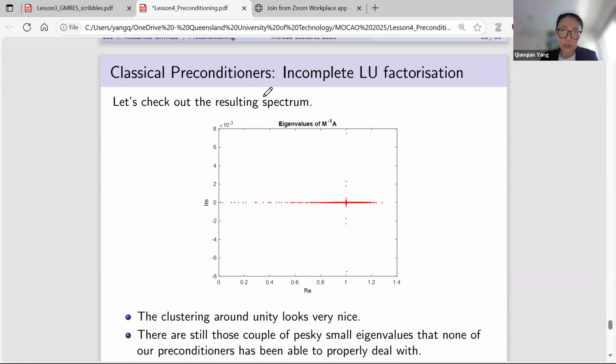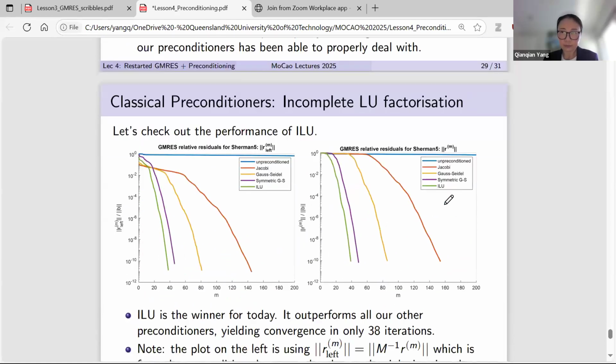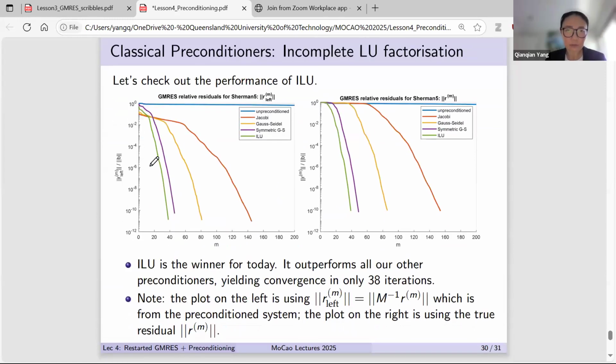Okay, let's have a look at the resulting spectrum. If that's my preconditioner, then this is the eigenvalue distribution of my M inverse A. You see the clustering around 1, this is nice. There are still a few small eigenvalues hanging around, and so far none of our preconditioners has been able to deal with these ones, but that's the problem we have. Let's still have a look at the performance of incomplete LU. So this green curve. Ooh, our incomplete LU is the winner for today. It outperforms all the other preconditioners and achieved the tolerance in about 38 iterations.